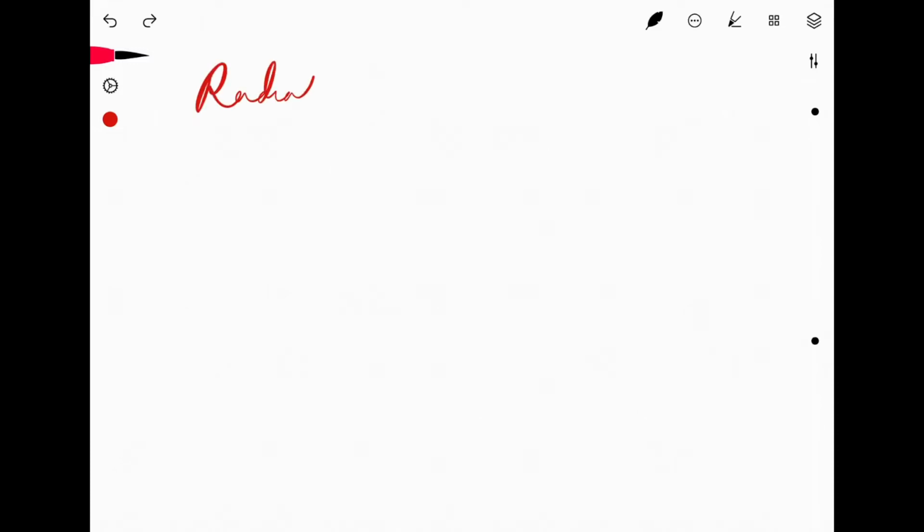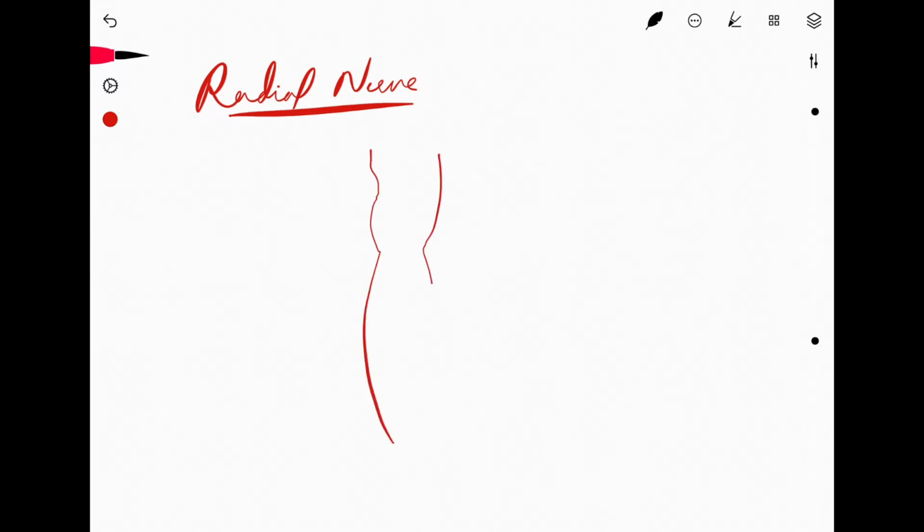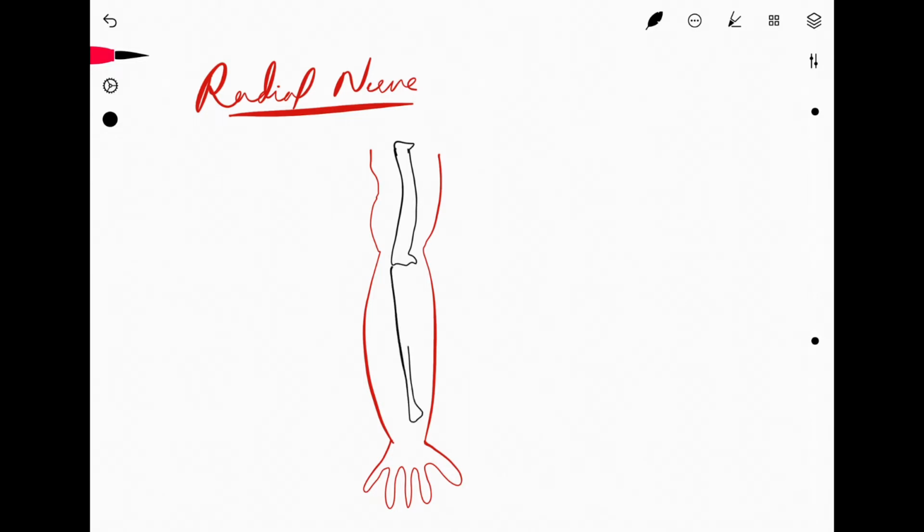Radial nerve is a continuation of the posterior cord of the brachial plexus, having all spinal roots from C5 to T1. It has sensory as well as motor components. The posterior compartment of the arm, that is triceps, and the posterior compartment of the forearm, that is extensors and supinators, are supplied by the motor component. The sensory component of the radial nerve supplies the posterior surface of the forearm and the dorsal side of the lateral palm and lateral 3.5 digits.